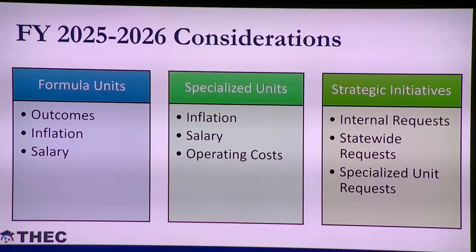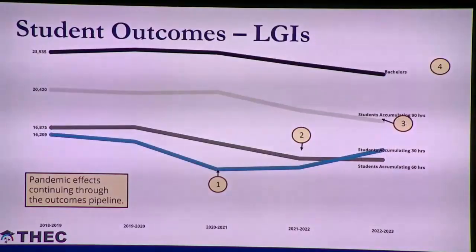Statewide requests, last year, an example of this was cybersecurity. We're looking for something that really impacts all of our campuses and that we can use money to make a good deal of difference. And then lastly, our specialized unit requests. Our specialized units, as you see in the previous box, are really just looking at inflation and salary. They don't maybe have some of the same tools to expand their portfolios in the way that the formula units might, either through increased tuition or doing well within the funding formula. And so we might bring requests on behalf of those entities to expand their portfolios.